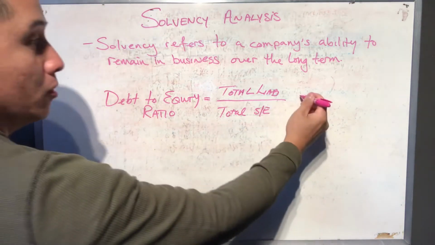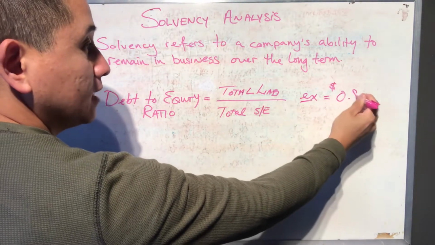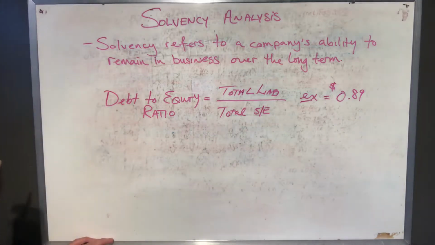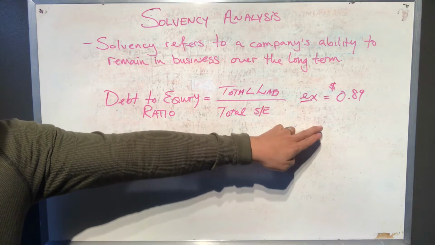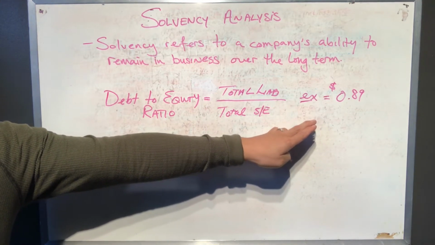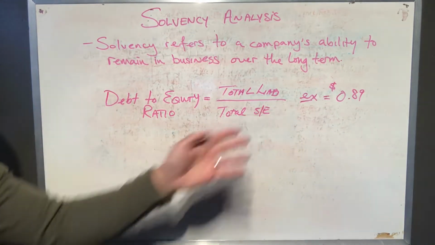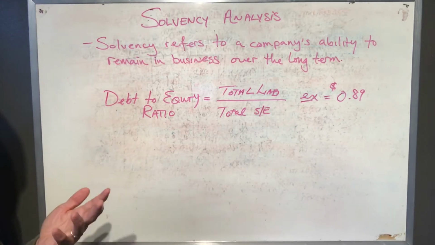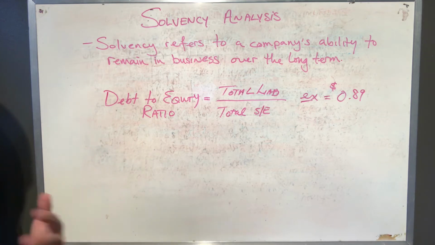Let's say, for example, that this ratio equals 89 cents. So what does that mean? That particularly means that for every $1 of capital that the shareholders provide, creditors have provided 89 cents as well. So what's an acceptable ratio, then, we can ask. Well, that ultimately depends on the company's policy, the history of the company, and the nature of the industry in which the company operates.